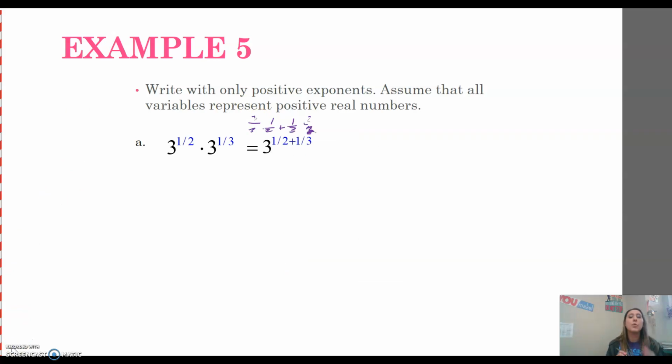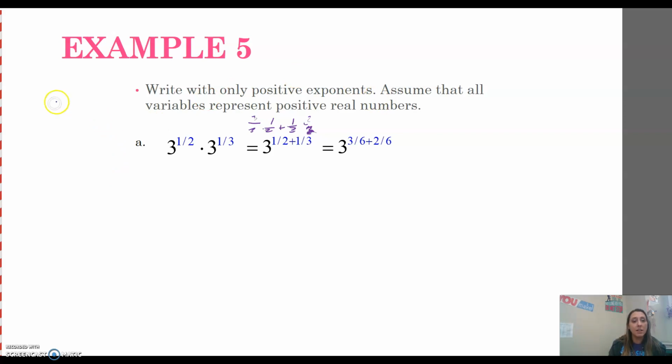So if we have 1 over 2 plus 1 over 3, we have to get a common denominator. So I'm going to multiply top and bottom by 3 over 3, and top and bottom by 2 over 2 on this side, and that'll give us 3 to the 3/6 plus 2/6, right? Because we keep that base the same.